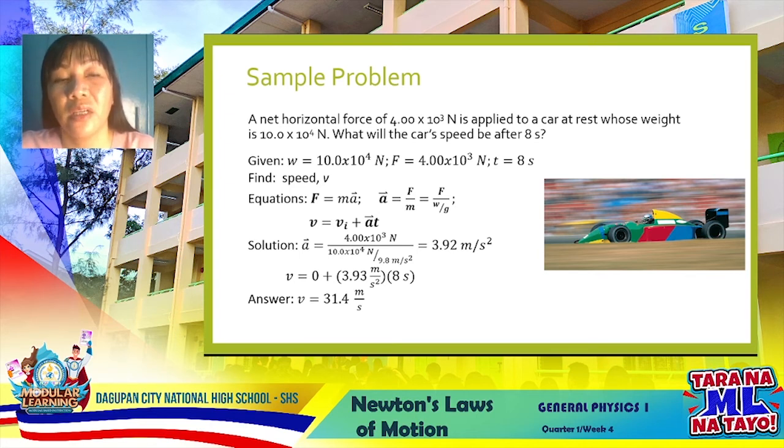Now, to find the acceleration, we just substitute the given values to the formula, and we'll obtain acceleration equal to 3.92 meters per second squared. Now, to find the final speed, just simply multiply the obtained acceleration, which is 3.92 meters per second squared, times 8 seconds. Therefore, the final velocity or the final speed is equal to 31.4 meters per second.